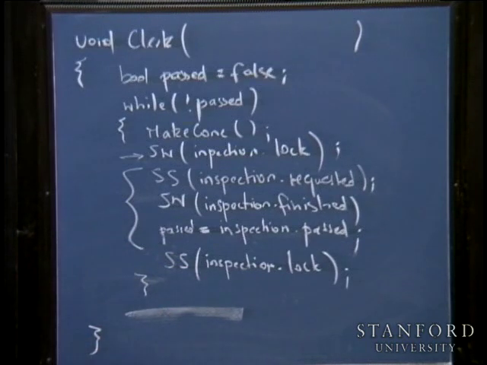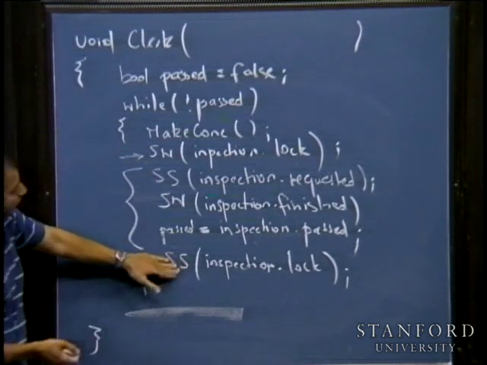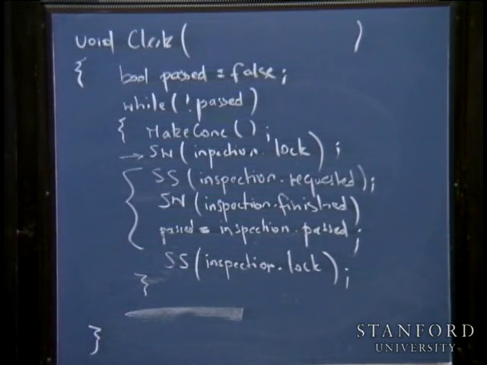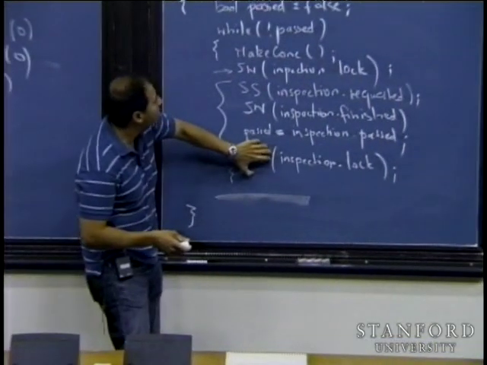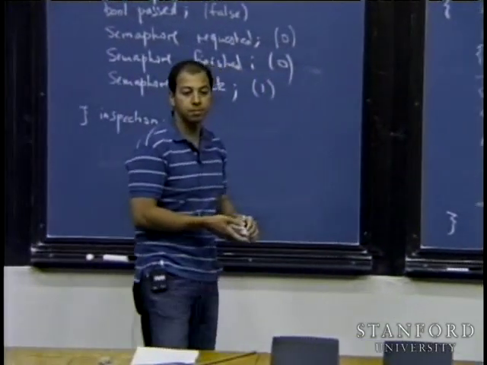Now, another thing. What would happen if the manager was the one to signal the inspection lock? Like he would say, okay, let's give the control to the manager. The manager has his office lock and he could just unlock it. What is the problem with basically moving this line from here to the manager?